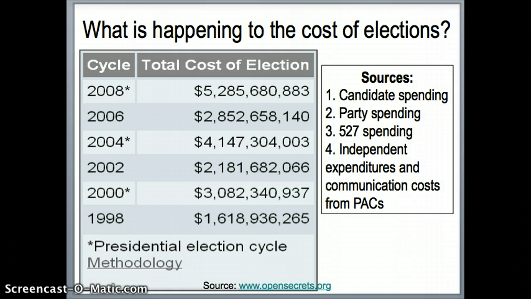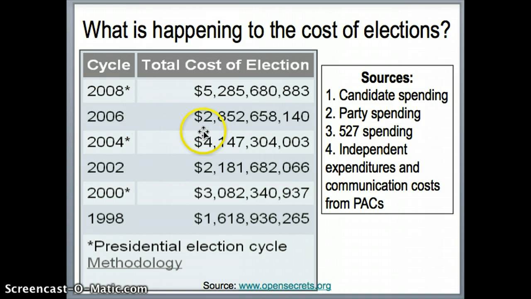This is an interesting set of data from opensecrets.org, and as you can see, this doesn't include just candidate spending. It includes party spending, 527 spending, and any other independent expenditure spending from an election year. So that $1.3 billion was just from Obama and McCain. In 2008, you also had outside groups that spent over $5 billion. Quite a large amount of money.